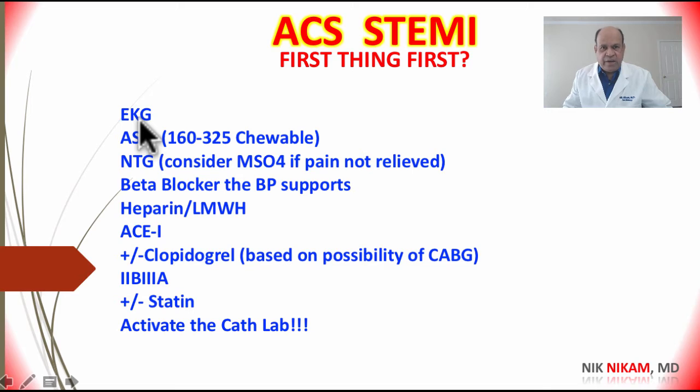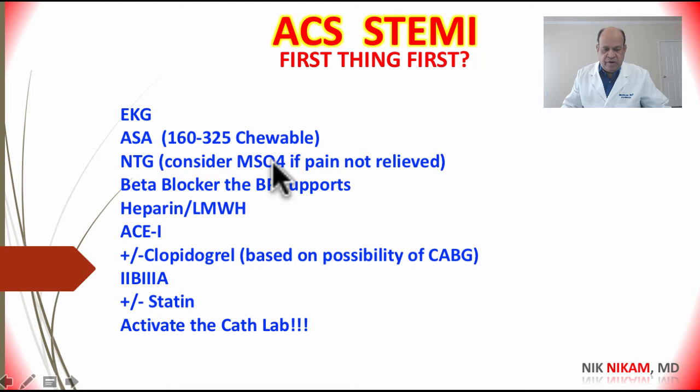Of course, you get an electrocardiogram and confirm your diagnosis of STEMI. These patients are immediately started with aspirin 160 to 325 milligrams, preferably chewable. If they are still having persistent pain, they can be treated with sublingual nitroglycerin or nitroglycerin intravenously through an infusion. If the pain is not relieved with nitroglycerin, they can be treated with morphine.